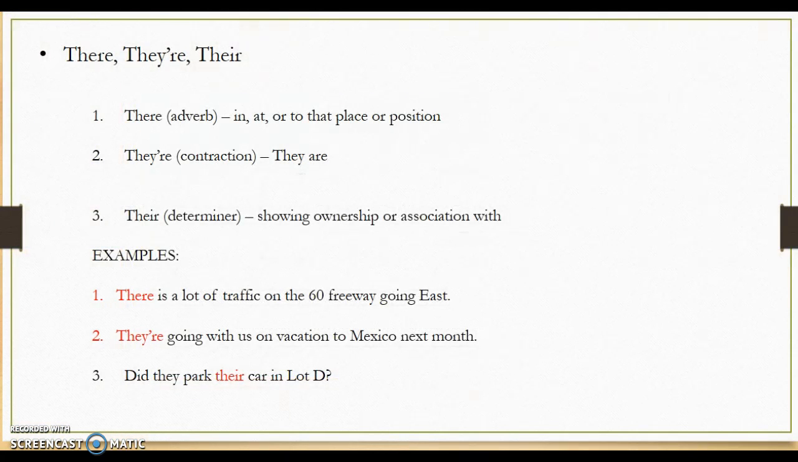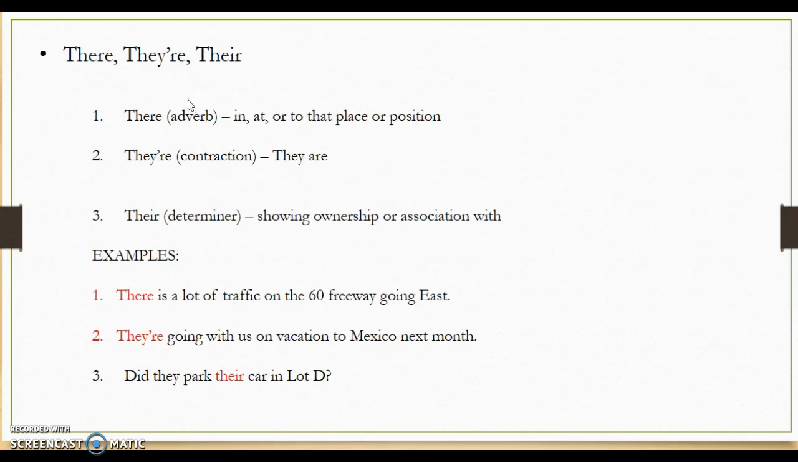Now, there are many homophones in the English language. We will be going over just a couple of them today. We will be starting with there, and there. If you recall from the previous slide, the definition of a homophone is two or more words which are pronounced alike. In this case, there are three theirs.